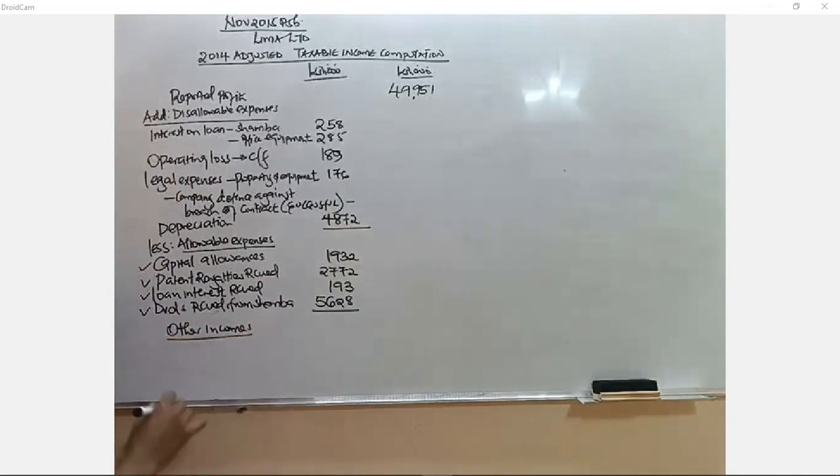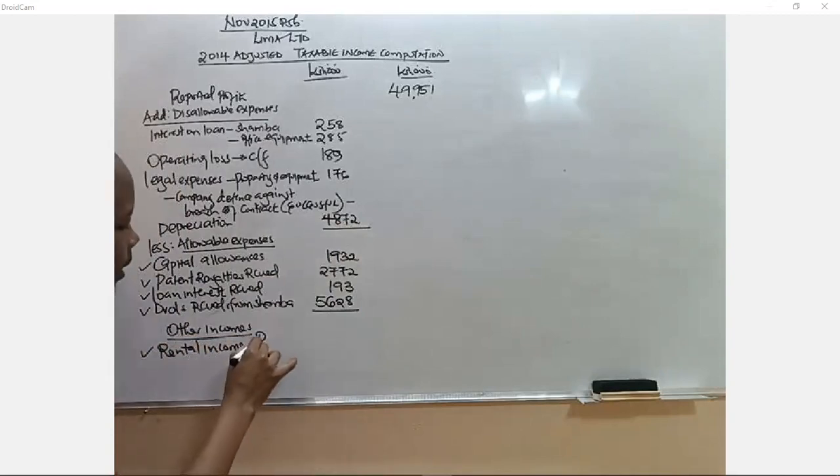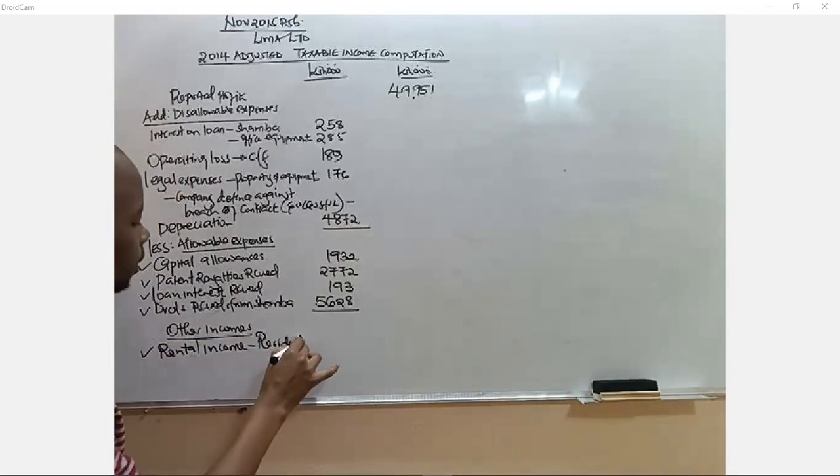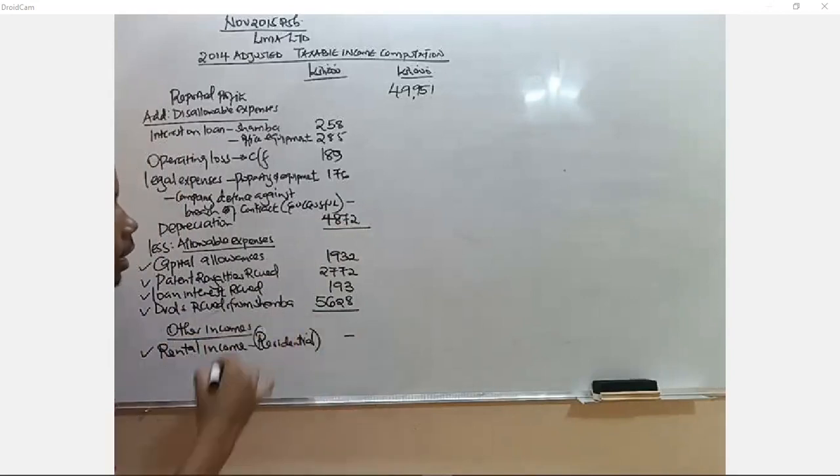So, other incomes. When we look at the other incomes, I will start with rental income I heard somewhere. Rental income, I can make some assumption and say they are residential. They are residential. I put two brackets and put a dash. And why have I done that? Because my rental income is residential. For residential, the withholding tax is filed at, I think, 10%.